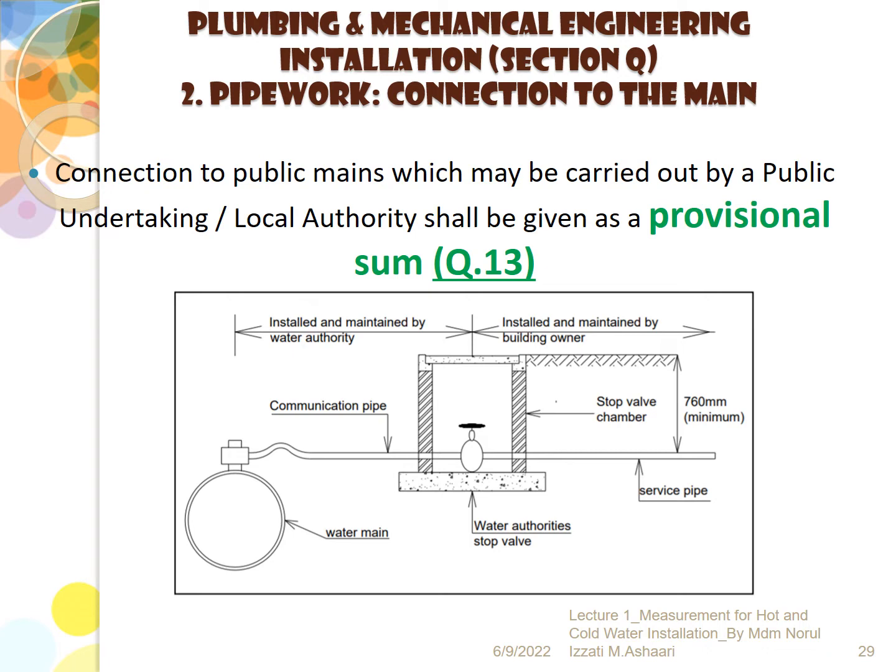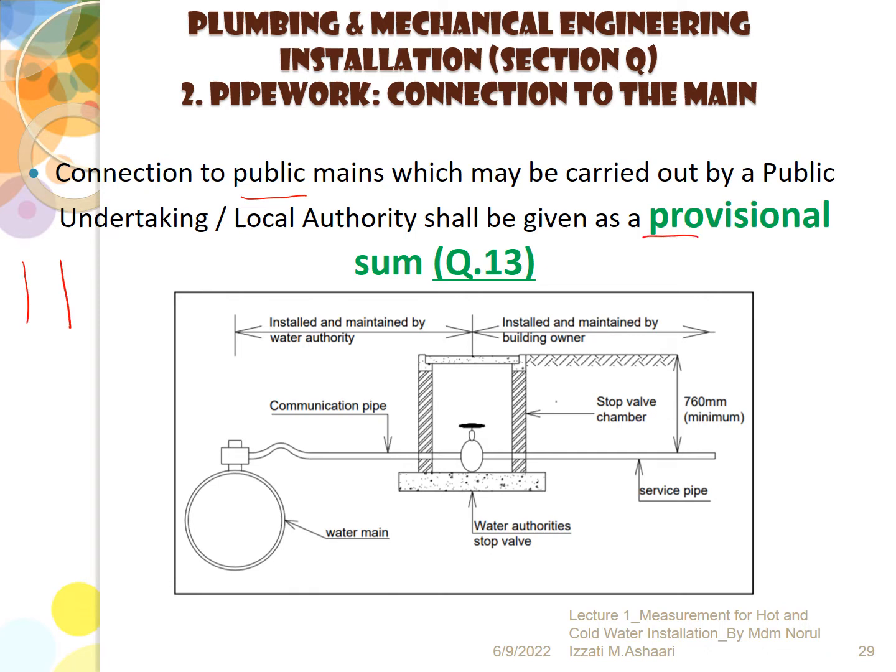Now, the next item that we have to measure, this is under separate item. It is not under the pipework because connection to the main is compulsory to get the sources of the water. Connection to the public main may be carried out by the public undertaking or local authority. Normally, for this particular item, we have to pay a certain amount of money to the local authority in order to get the sources of water. So this item has to be measured as provisional sum.